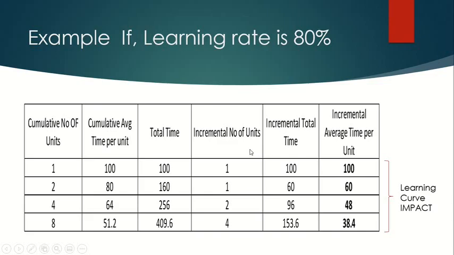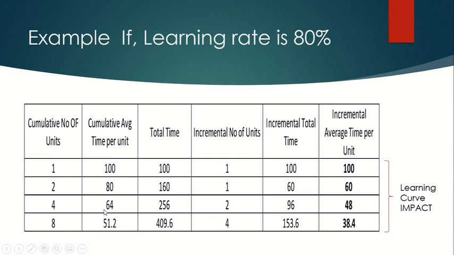Right. So this is the example that I have taken in that Excel as well. So here, if our learning rate is 80%, this will be one example. So here, cumulative units, we can see 1, 2, 4, 8. Here you can see our output is getting doubled. So here you can see cumulative average time per unit. If we assume for our first unit we need 100 minutes, for the second unit we need cumulative average time 80, because our learning rate is 80%, 100 into 80%. If you are producing four units, the time will be reduced, so 64.